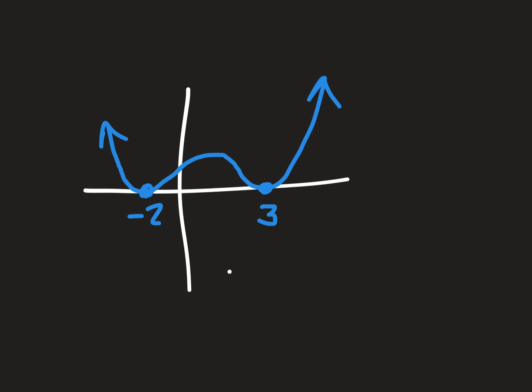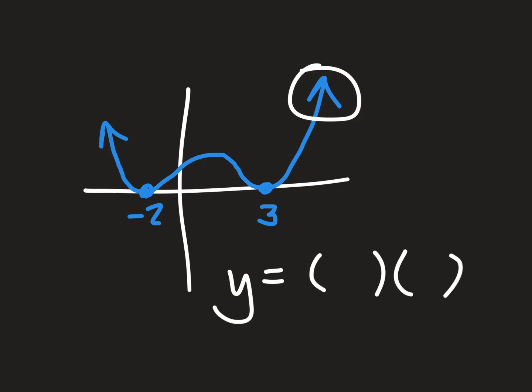Okay, you should have said that since it's going up on the right, did you even check for that? Because if it was going down on the right, you would have put a negative, right? But since it's going up on the right, you have a positive lead coefficient. And since we have a -2 here, we're going to have an x plus 2. And then since we have a positive 3 here, we're going to have an x minus 3. And that would be a parabola. So clearly that's not the right answer.